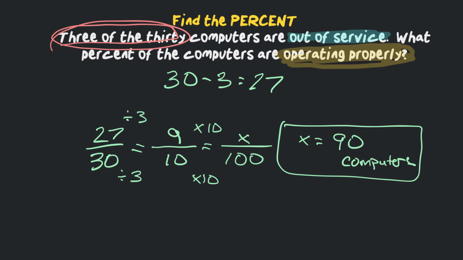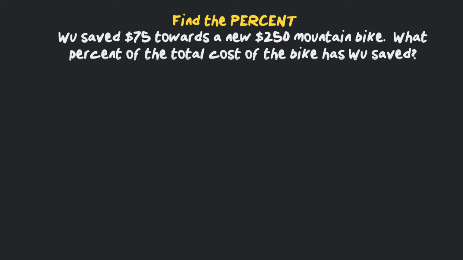All right, hopefully you did pretty good on your own. Let's do the next one. Woo, what a cool name. Woo saves $75 towards a new $250 mountain bike. What percent of the total cost of the bike did Woo save? Let's see here. I think I'd set it up 75 over 250. I don't think there's anything tricky. It says he saves 75 towards the total cost of 250, so I think we're good there.